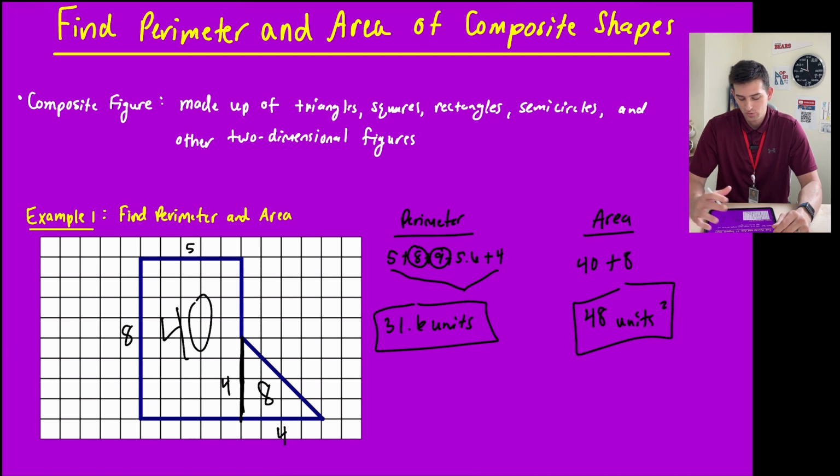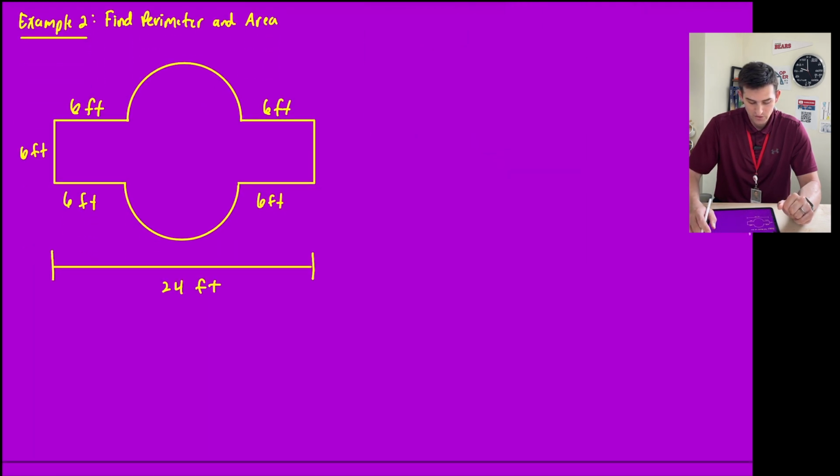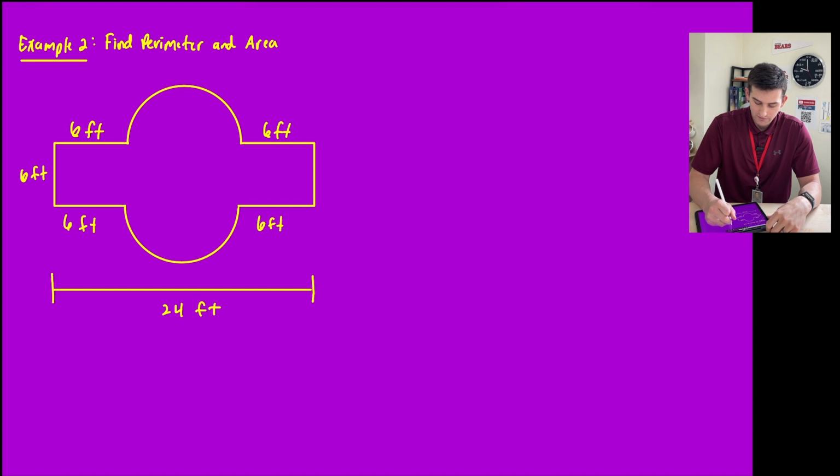Okay, so that's how we could find perimeter and area for example number 1's composite shape. Let's do another example where we have a semicircle. Okay, so here's example 2, and we're going to find once again the perimeter and our area.